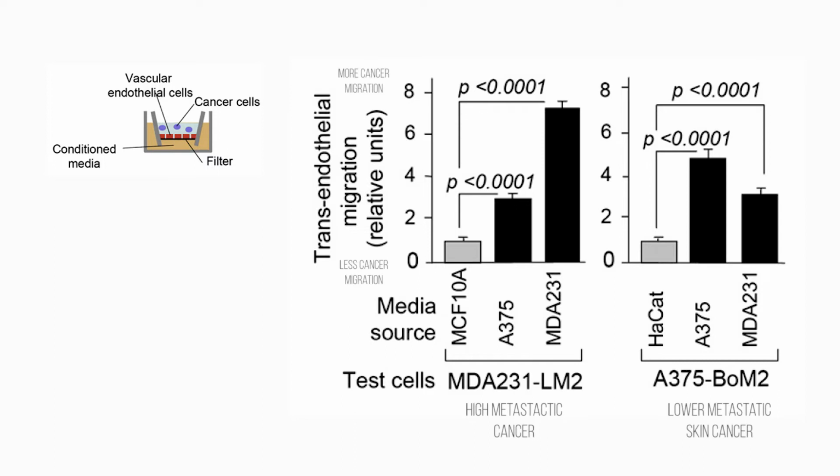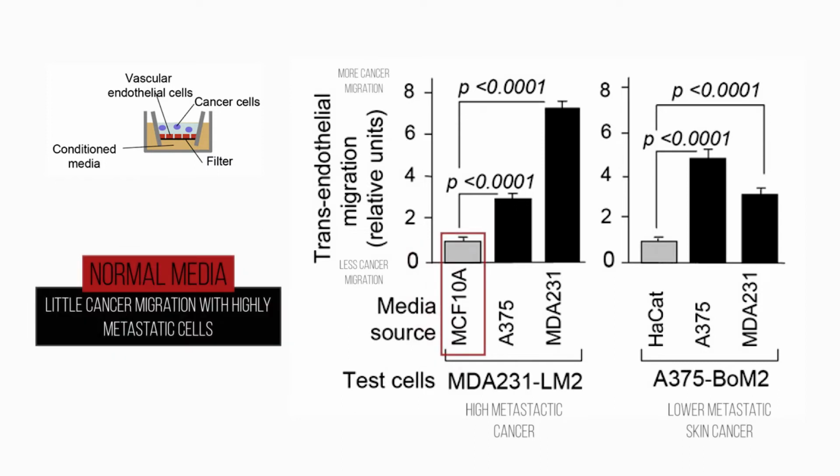So if they use MCF10A media, that is serum levels that are absolutely normal. So that's what you would find in a normal individual that doesn't have any sort of cancerous markers of any sort. And you see that the migration, otherwise known as the metastasis, that beginning section of metastasis, is impaired. So it's certainly much slower with that media.